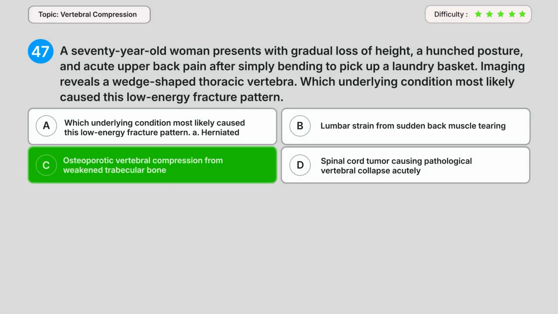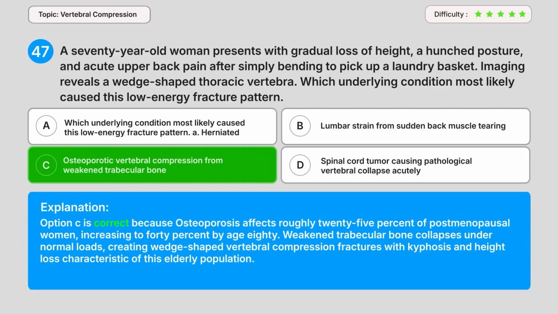Correct answer, C. Osteoporotic vertebral compression from weakened trabecular bone. Osteoporosis affects roughly 25% of postmenopausal women, increasing to 40% by age 80. Weakened trabecular bone collapses under normal loads, creating wedge-shaped vertebral compression fractures with kyphosis, and height loss characteristic of this elderly population.